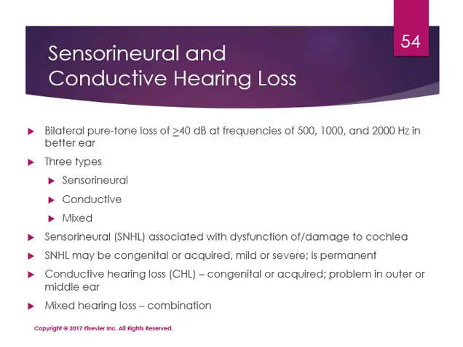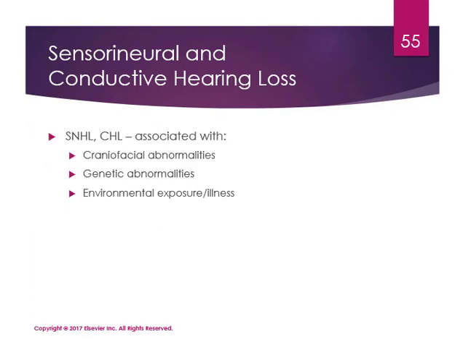Conductive hearing loss can be congenital or acquired. These kids are known to have a problem in the outer or middle ear. And mixed hearing loss is a combination of both. Both of these conditions can be associated with craniofacial abnormalities, genetic abnormalities, and environmental exposures or illnesses. Some craniofacial abnormalities may include cleft lip or cleft palate, external ear deformities, dysmorphic facial features.